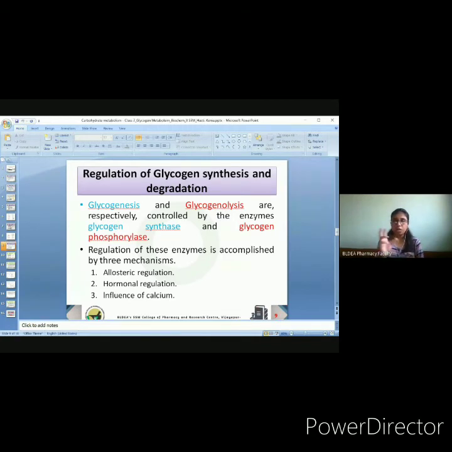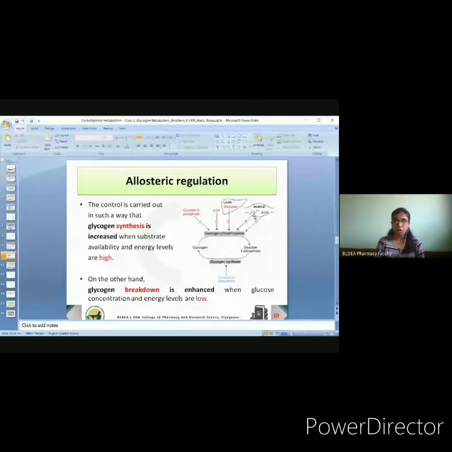So now, how is the mechanism of this synthesis and degradation regulated? This is regulated by three different mechanisms. One is allosteric regulation, second is hormonal regulation, and third is the influence of calcium. So we'll see how these different regulatory mechanisms help in regulation of synthesis as well as degradation. So now coming to the allosteric regulation.